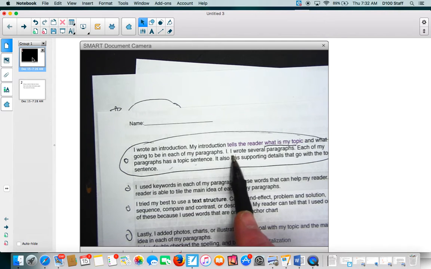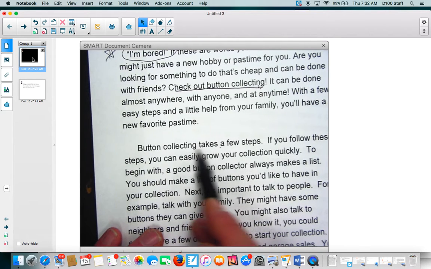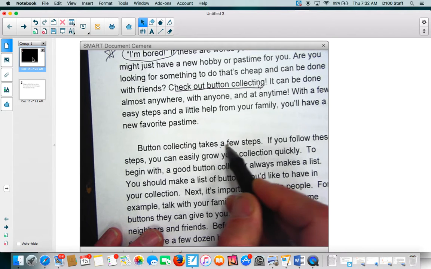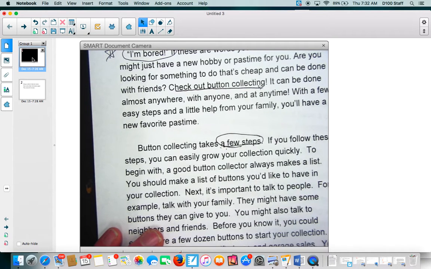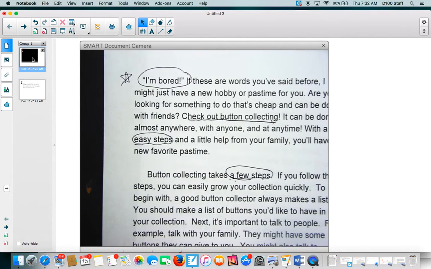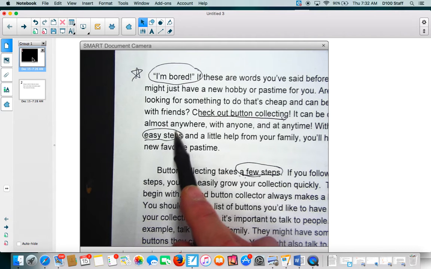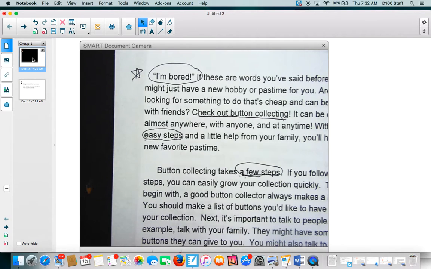Okay. Did I tell him what's going to be in each of the paragraphs? Well, this paragraph I wrote in chronological order, so I told him to follow a few easy steps. Well, yes, I did mention that here. So I told them what's going to be in this paragraph, and I introduced it in my introduction. Okay?